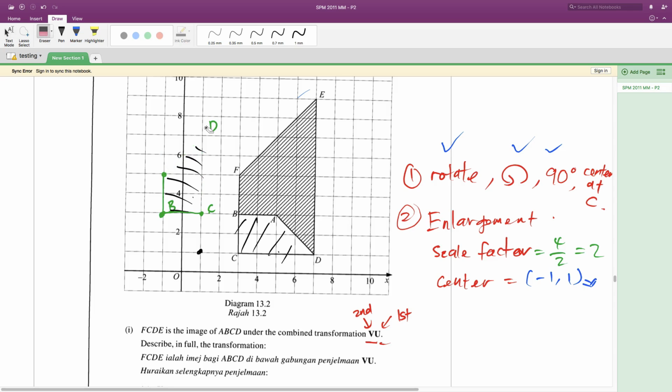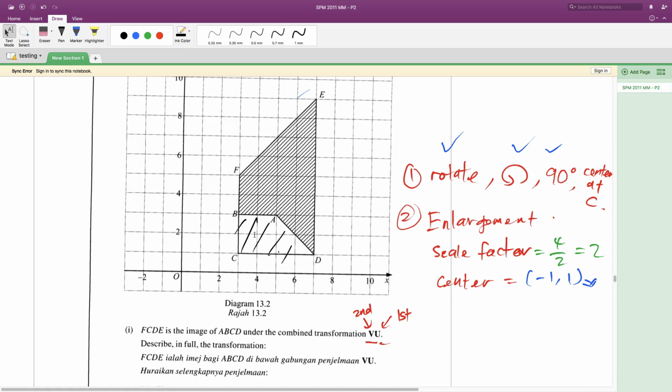However, if this diagram is not given, and they ask you about two transformations, I think the center point can be anywhere. But sir, I can use the perpendicular bisector method, right? Yes, you can always use the perpendicular bisector method to find the center point. But in this case you can't use it, because you do not have the image after it rotates.